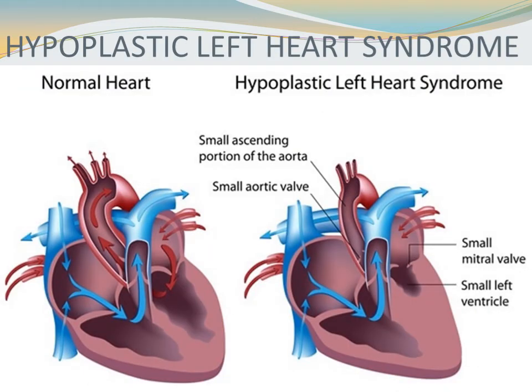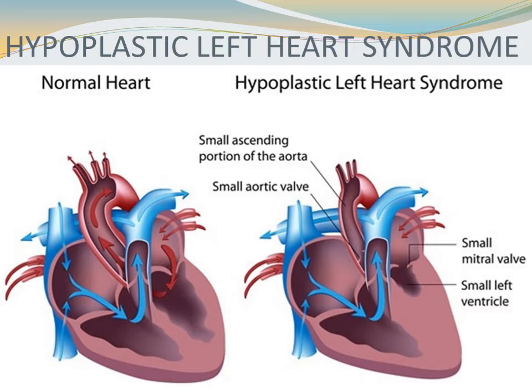Hypoplastic left heart syndrome: the left ventricle is very rudimentary, very small. The wall of the left ventricle is thickened and poorly motile. Contractility is very poor, so the cardiac output is dependent on the right ventricular force, which is pumping to the pulmonary circulation, and return from the pulmonary circulation is deciding the cardiac output.